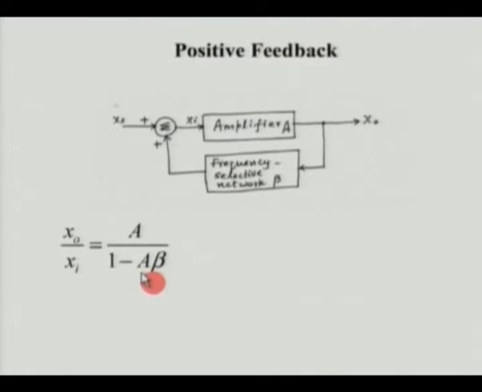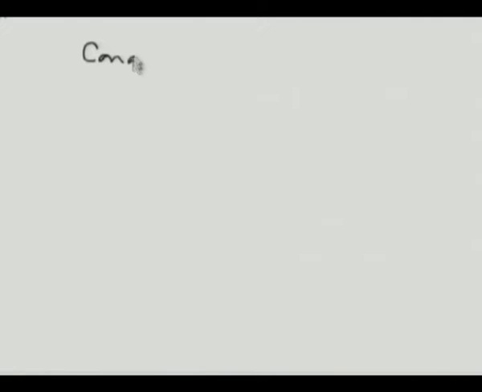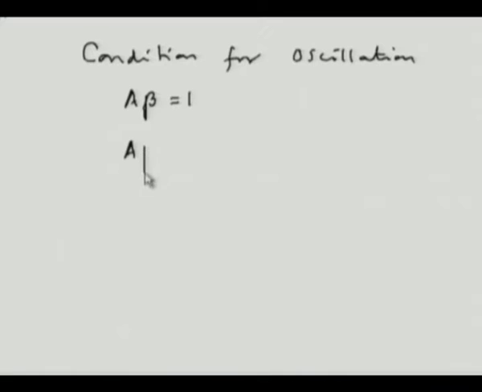Now, as I said, in this case A beta is not real, it is a complex term. So when you say A beta is equal to 1, you have two things. So let me write that. The condition for oscillation we saw is A beta is equal to 1, and definitely beta is complex, though we might assume A to be real. So let us say A beta is a complex term. To satisfy this condition, what we are essentially saying is the modulus of A beta is equal to 1 and the angle or phase of A beta is equal to 0, or 2 pi or multiples of 2 pi. So this is the condition for oscillation.